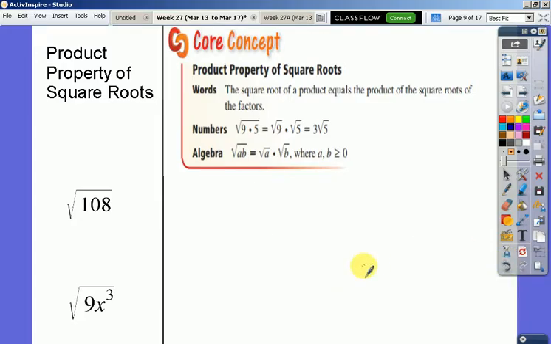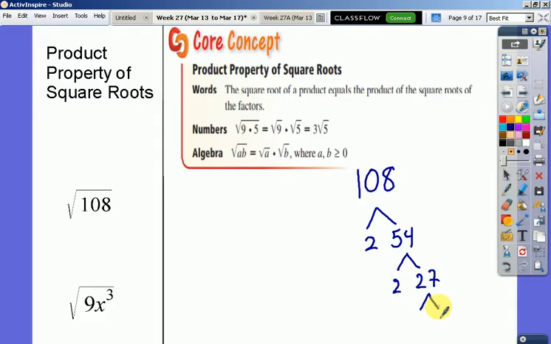Okay, so we're going to start with 108. We're going to make a factor tree with 108. Maybe you know 9 and 12 go into it, maybe you don't. If you don't, you can start with 2, it's even. That's 2 and 54. And that's 2 and 27.